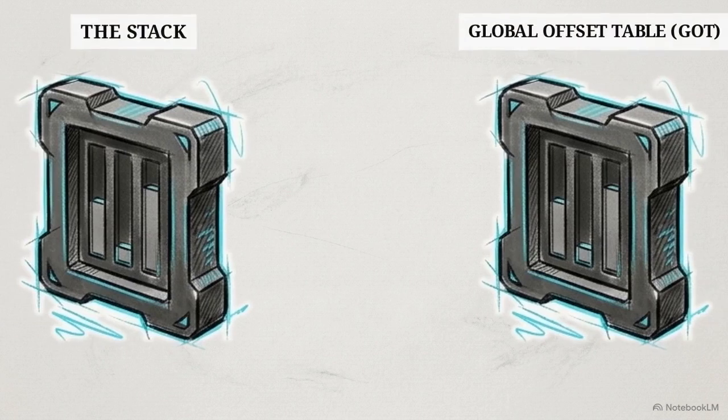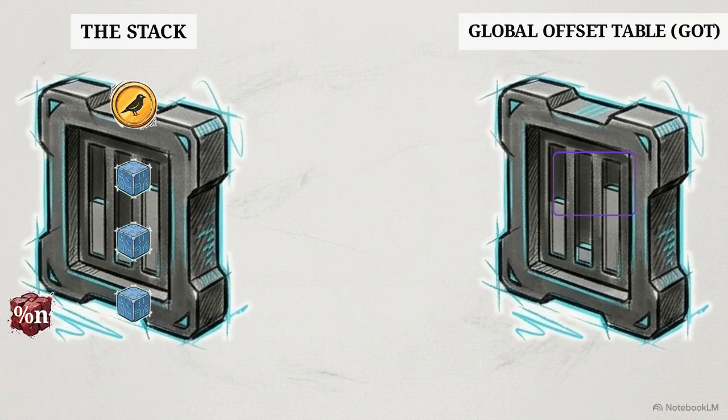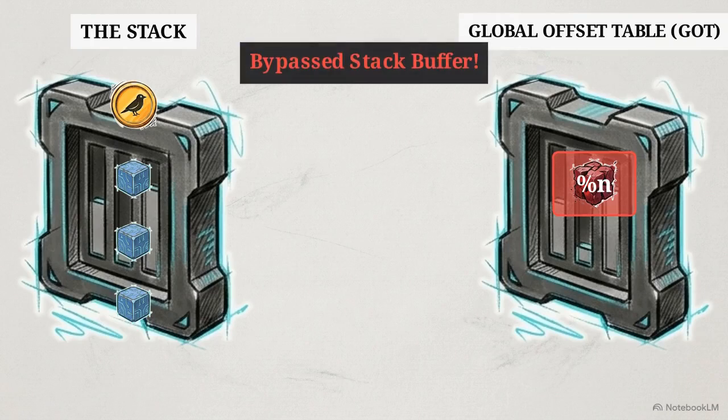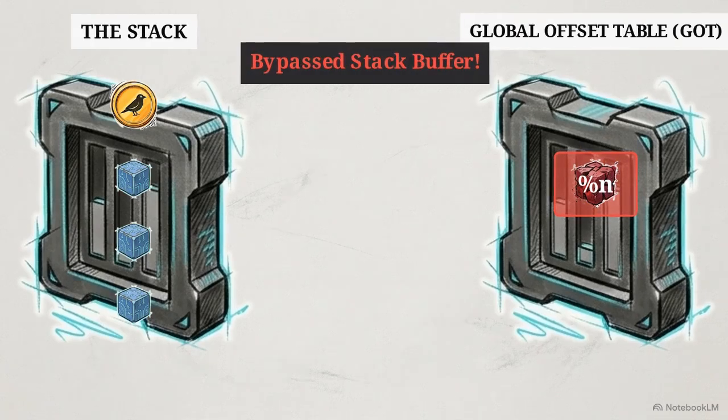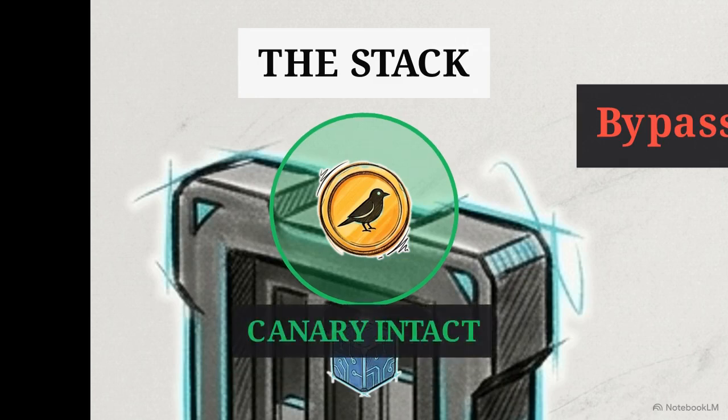This memory map shows the ideal target for that injected integer, the global offset table, or GOT. It lives far from the stack and stores pointers for critical system functions. The attacker uses %n to send their crafted integer flying over standard memory structures, landing directly inside a specific GOT slot. This targeted pointer write completely bypasses the stack buffer. The canary is never touched, and the tripwire never fires.